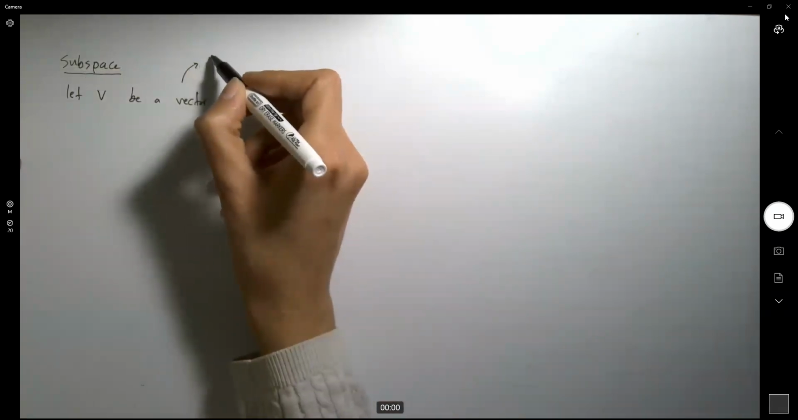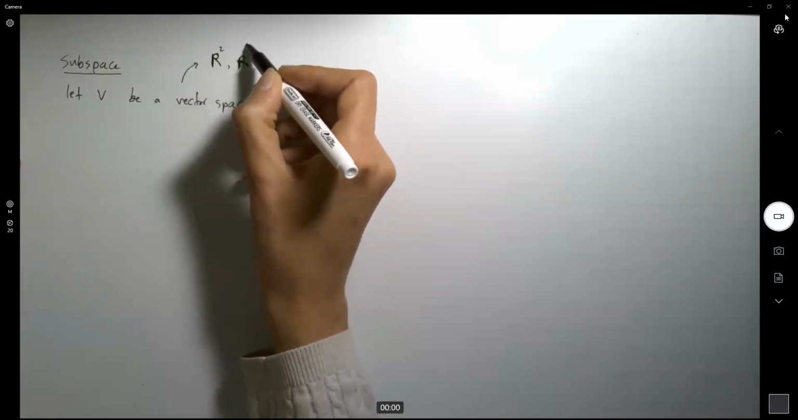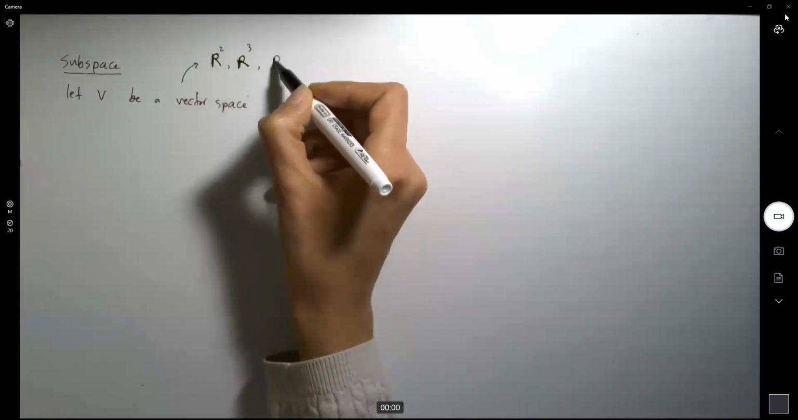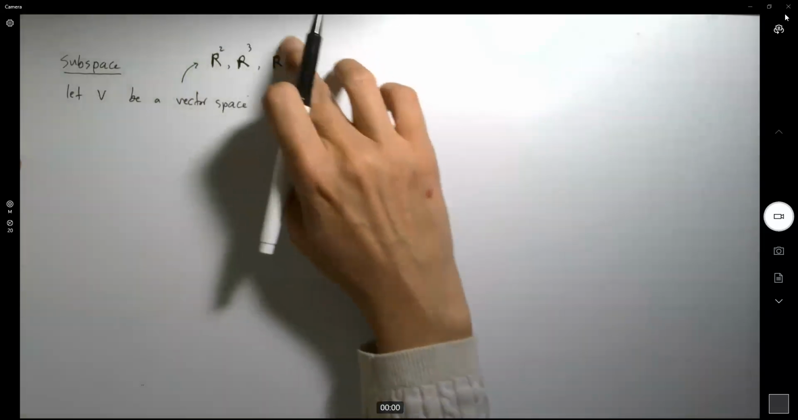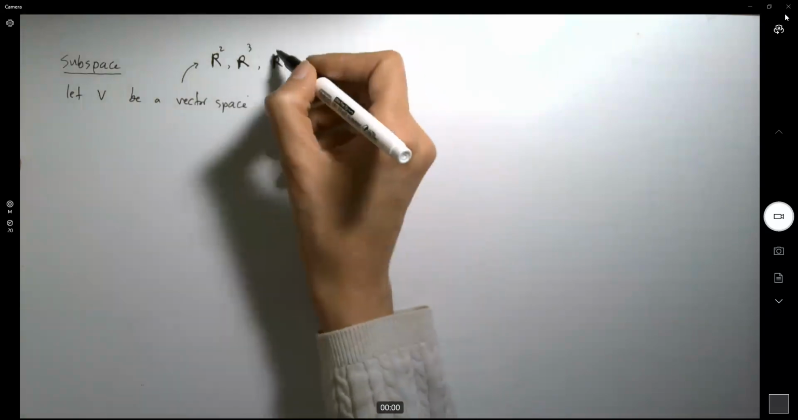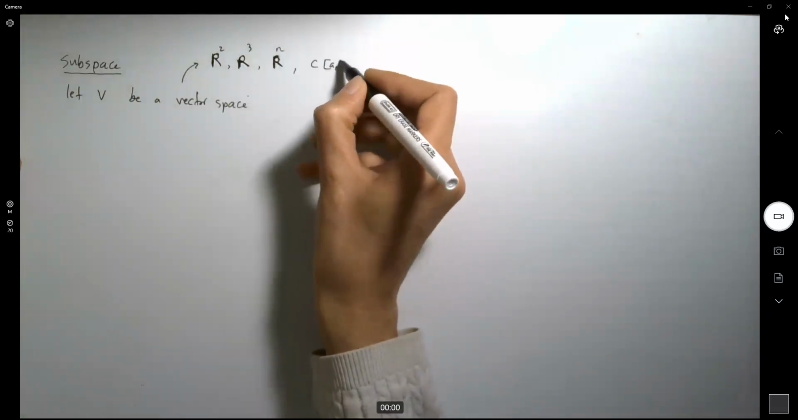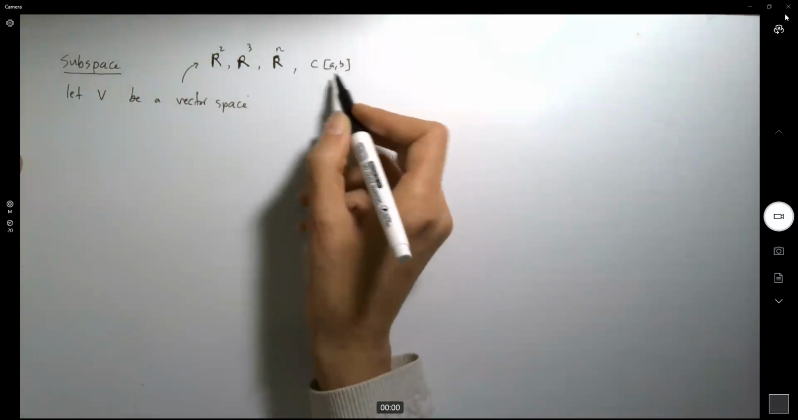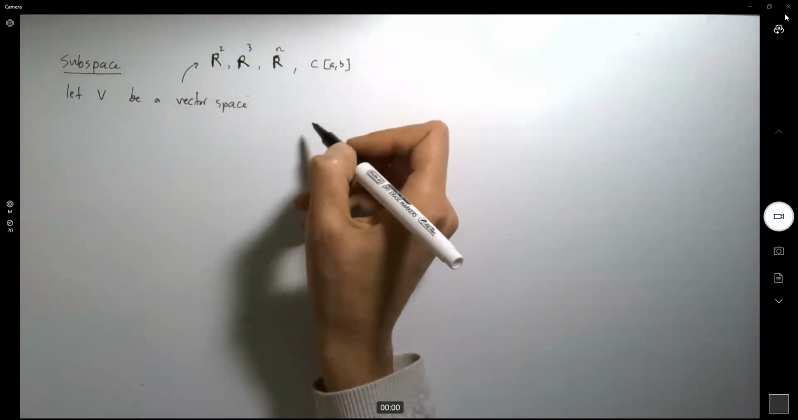class. For example, you have the plane or the space itself, or R to the fourth, or in general, n-tuples. You can think about C of A and B, which is the vector space of all continuous functions between A and B.